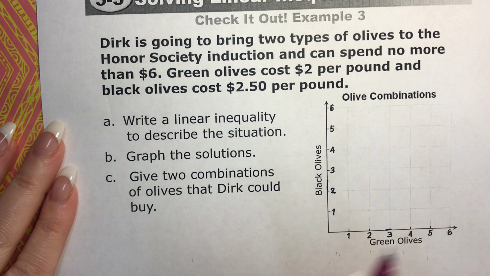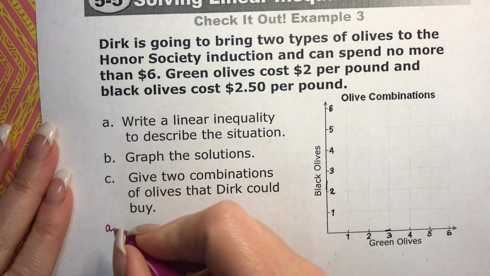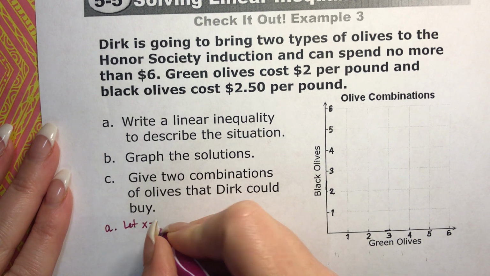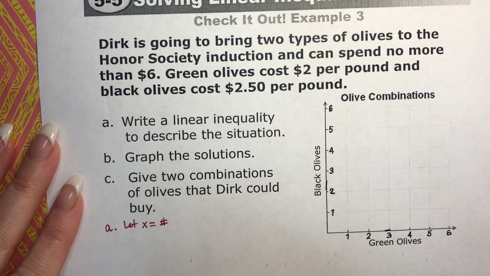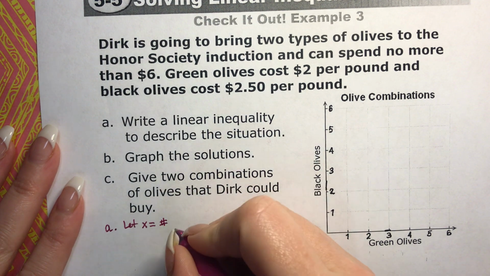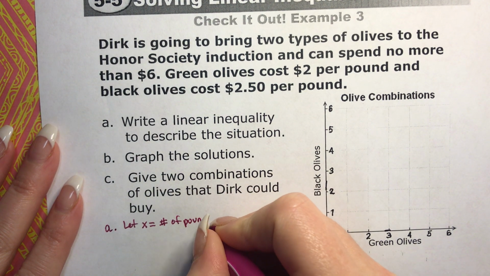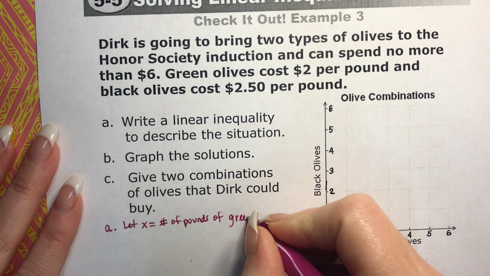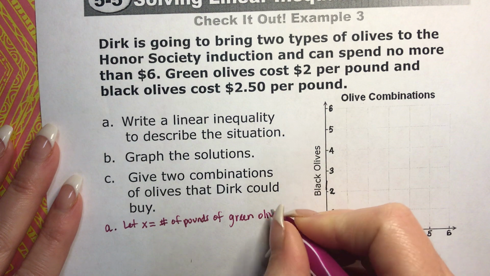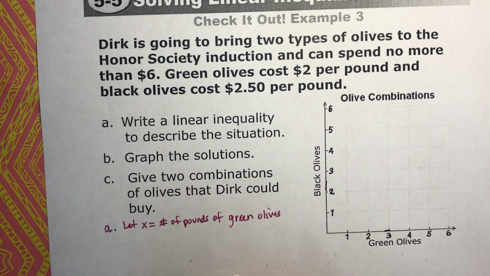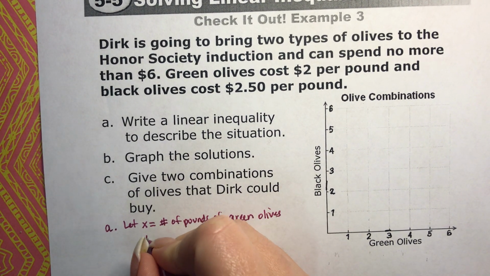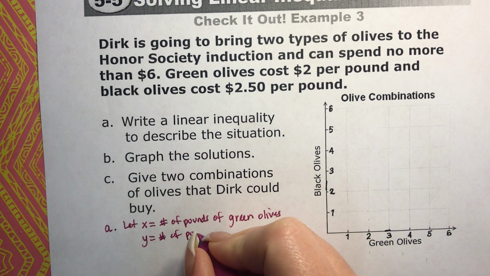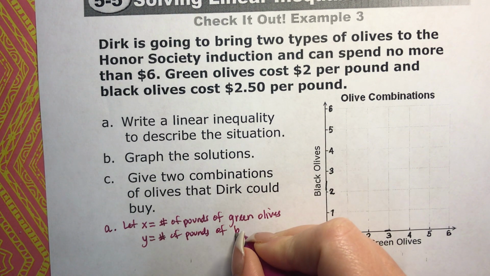So for A, what we're going to do is we're going to let X equal the number of pounds of green olives. And it doesn't matter, we could do this one X or we could change it, right? And Y equal the number of pounds of black olives.